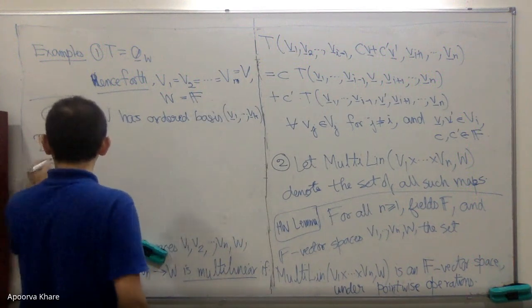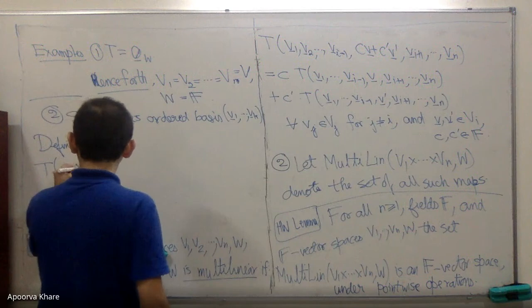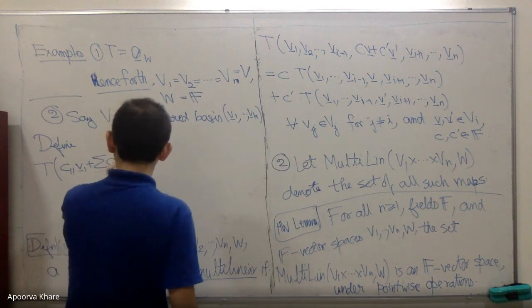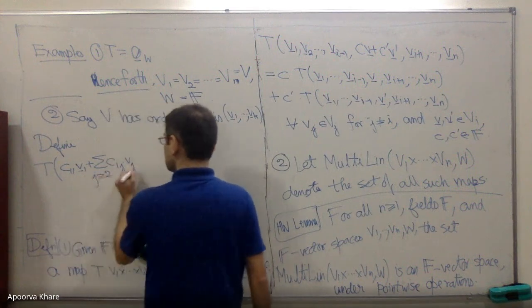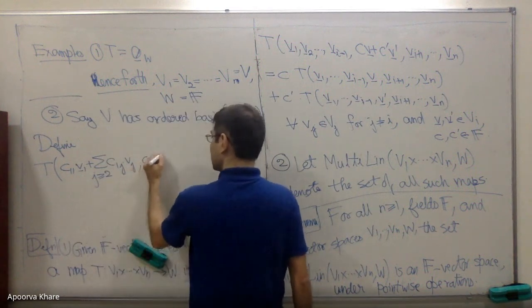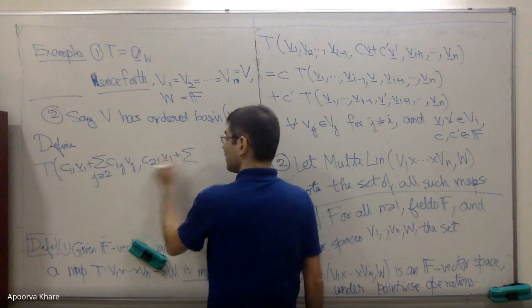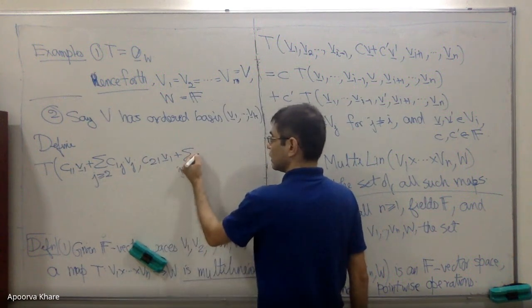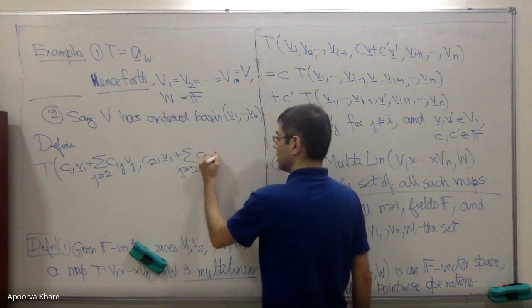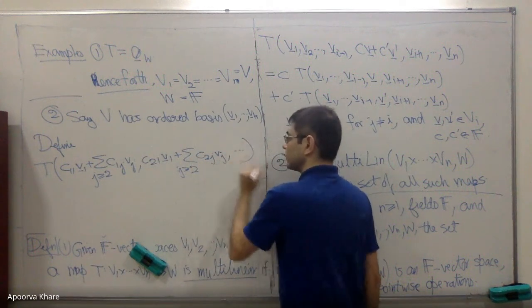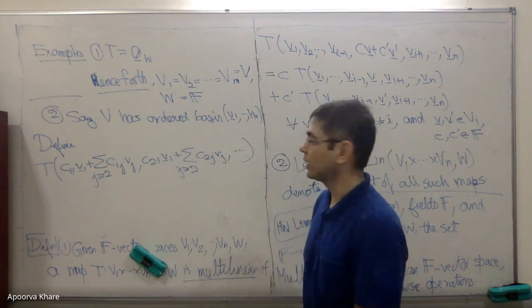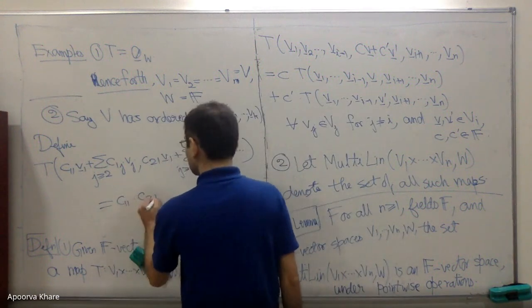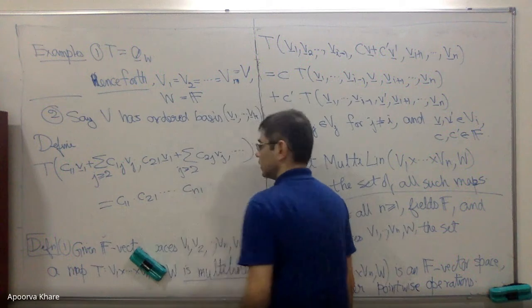So define T of, let's say, c11 v1 plus summation c1j vj, j bigger or equal to 2, and then c21 v1 plus this. Every vector in V can be written as a combination, right? So that's what I'm doing. c2j vj and so on till cn1 v1 and so on, to be equal to c11 times c21 times dot dot times cn1.